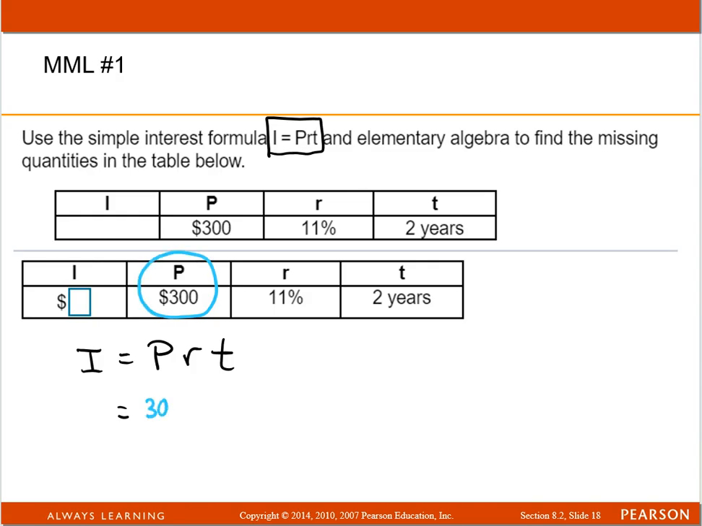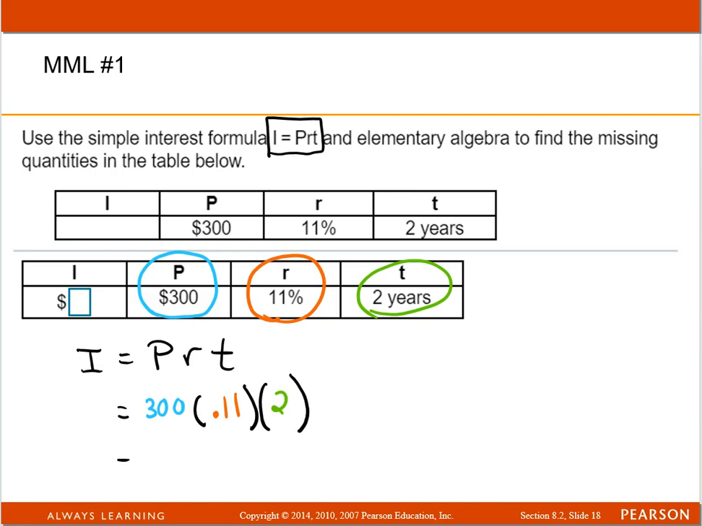That is 300 times the rate, which is 11%, but remember you have to take that and divide it by 100. So that's 0.11 times the number of years, and it's 2 years.